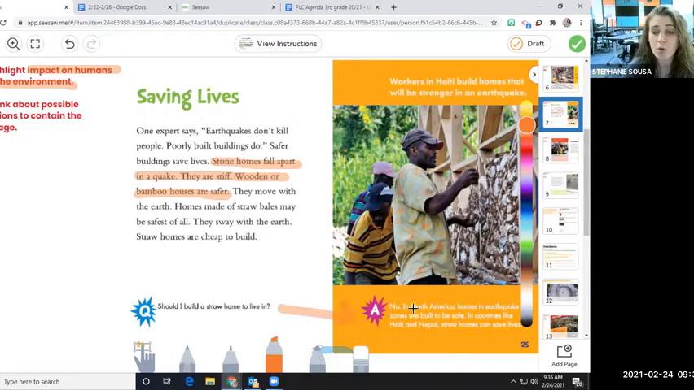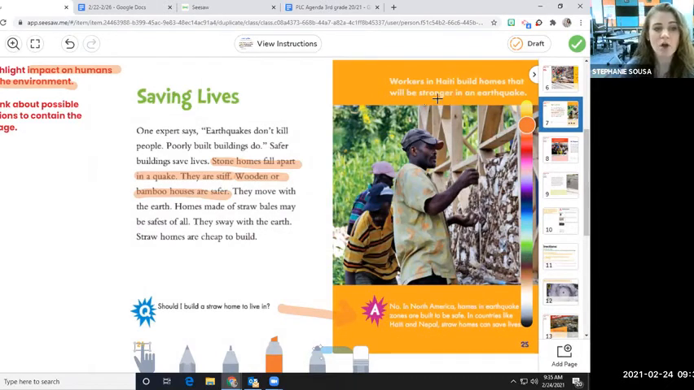Answer: no. In North America, homes in earthquake zones are built to be safe. In countries like Haiti and Nepal, straw homes can save lives. So in North America earthquake zones, our engineers have figured out ways to make it survive the smaller earthquakes that we have. In other countries where the earthquakes are much larger, they have to build homes a different way because they experience different magnitudes of earthquakes.